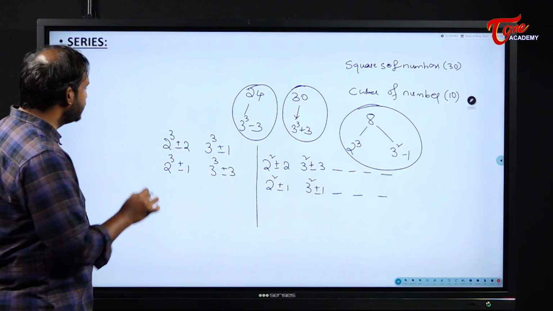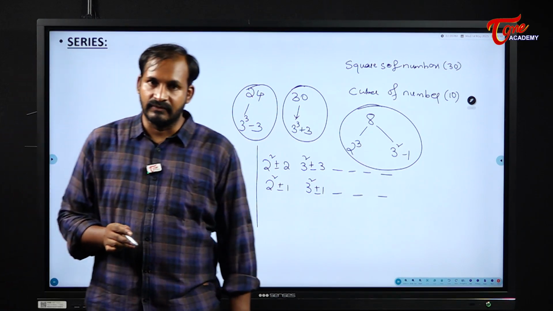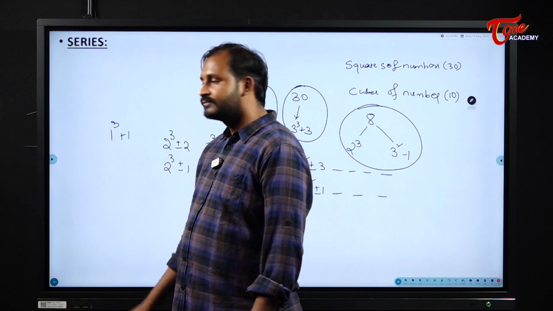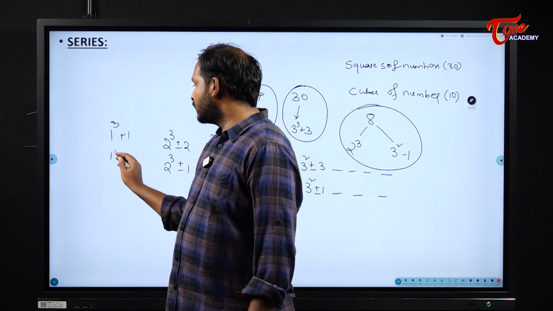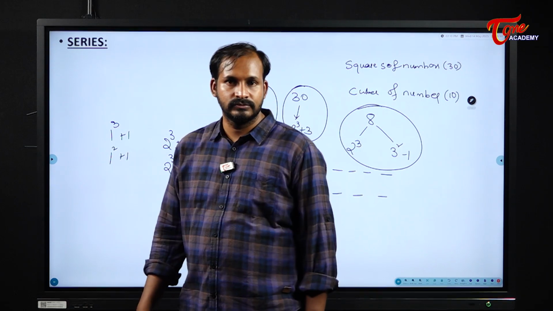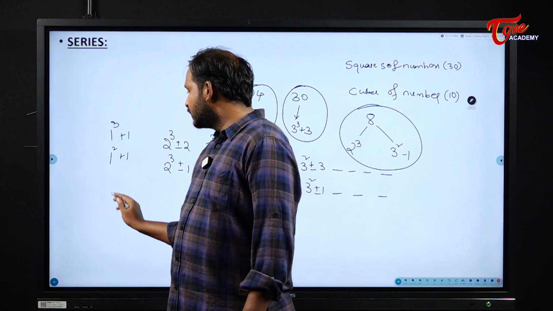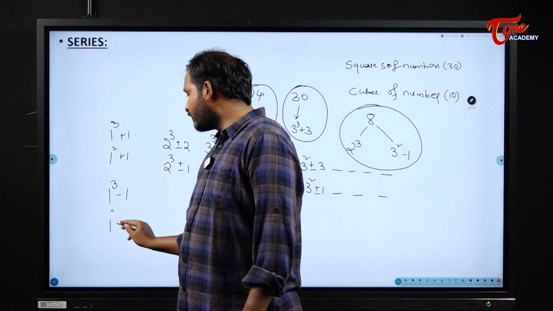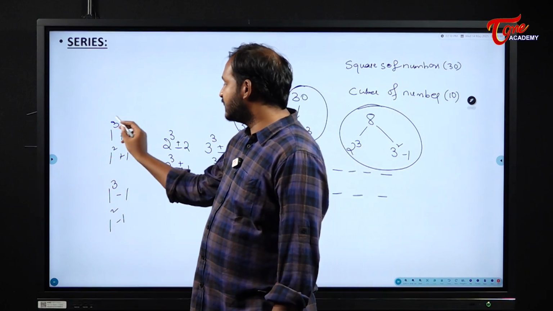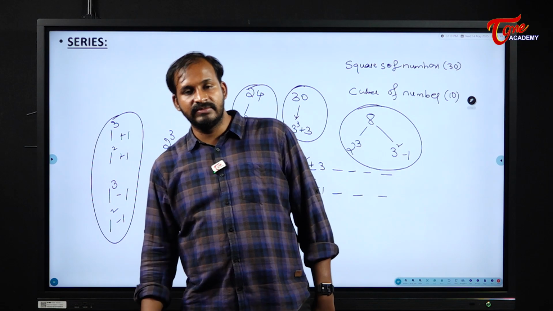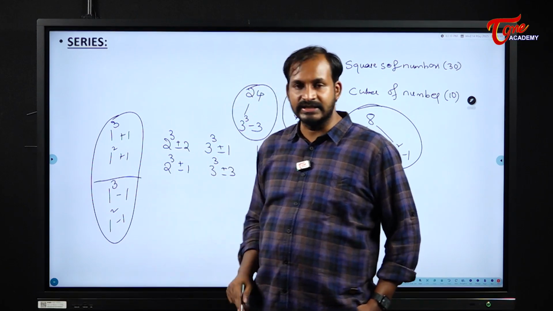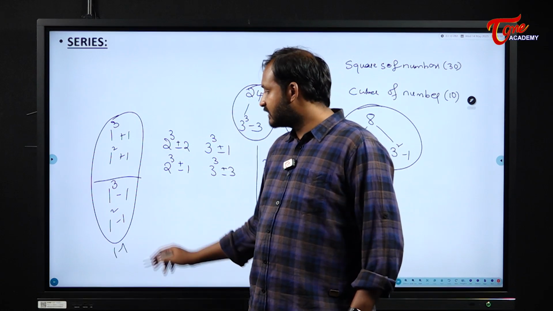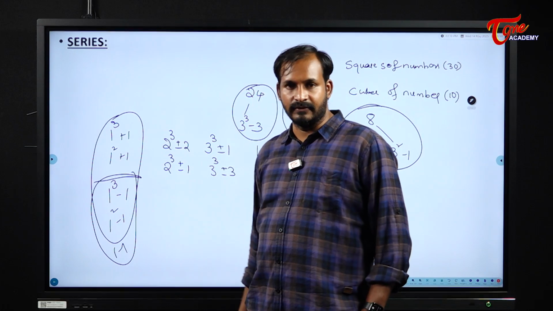And the most important thing is with 1. Why? Because see here, 1 cube plus 1, what does it become? 2. 1 square plus 1 also becomes 2. You need to identify that. And similarly, 1 cube minus 1 becomes 0. 1 square minus 1 also becomes 0. So when a series starts with zeros, please keep these things in your mind, especially 1 cube minus 1, 1 square minus 1 or 1 minus 1 like this. These things are very, very important if the series starts with 0.